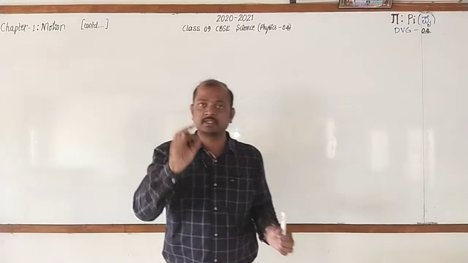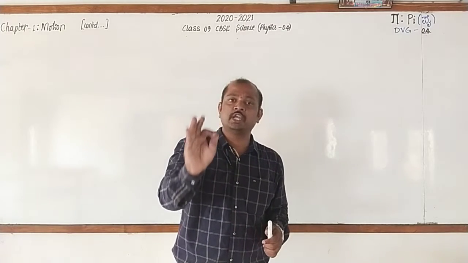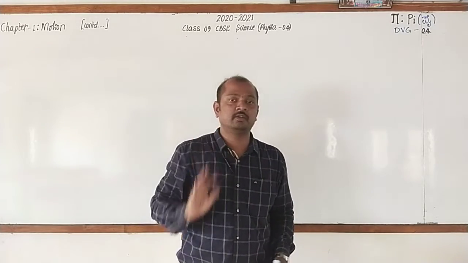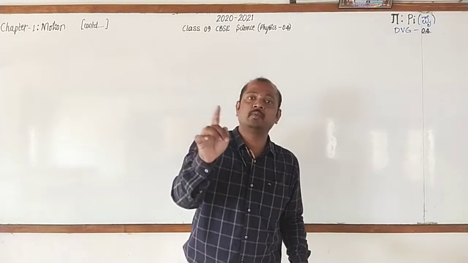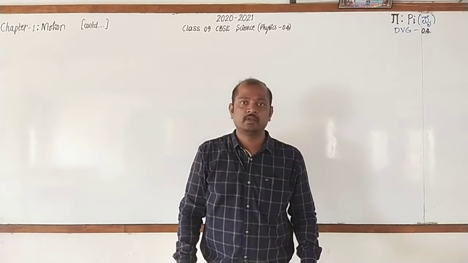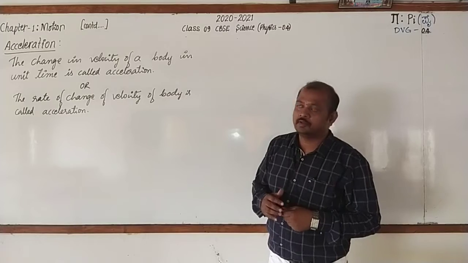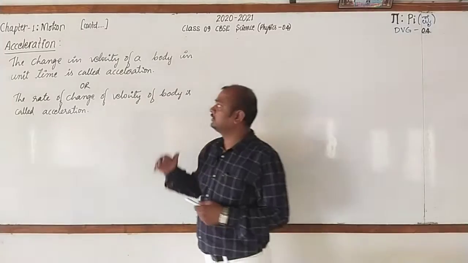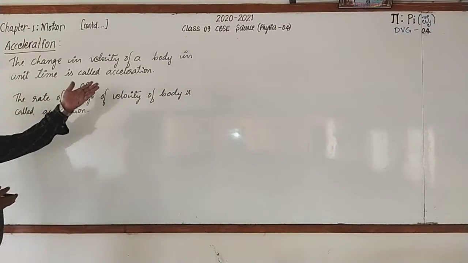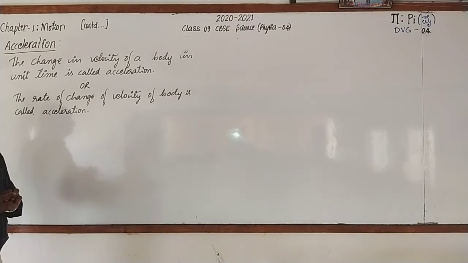But before that, once I tell the definition, you recall it. The rate of change of velocity of a body is called acceleration, or the change in velocity of a body in unit time is called acceleration. Okay, now I go for writing the definition of it. Dear students, here I have written the definition of acceleration. The change in velocity of a body in unit time is called acceleration, or the rate of change of velocity of a body is called acceleration.